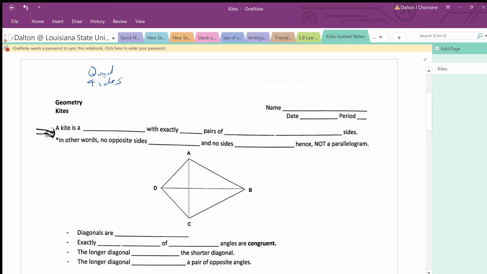Then we talked specifically about a parallelogram. A parallelogram was a shape with four sides, but specifically it had two pairs of parallel sides that were opposite and congruent to each other. So these were parallel and these were parallel.